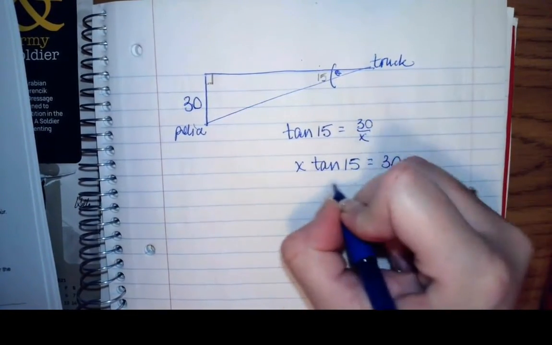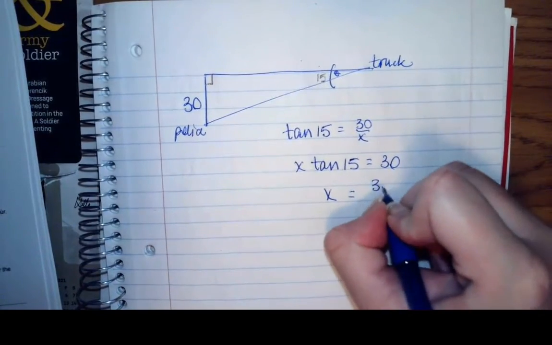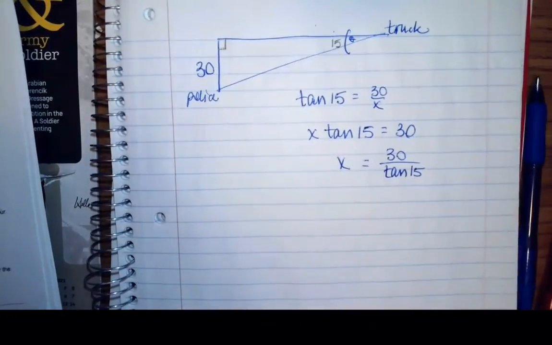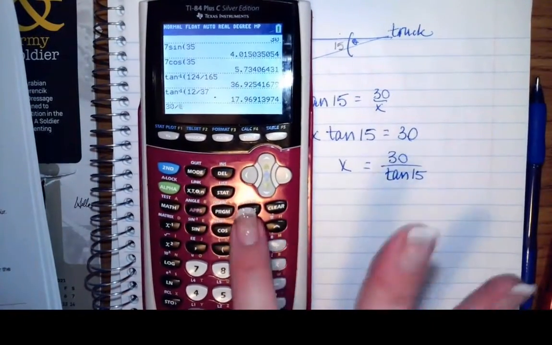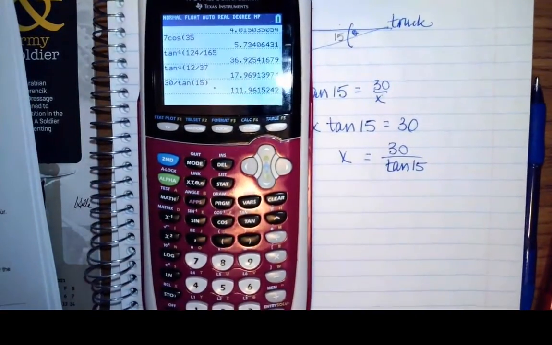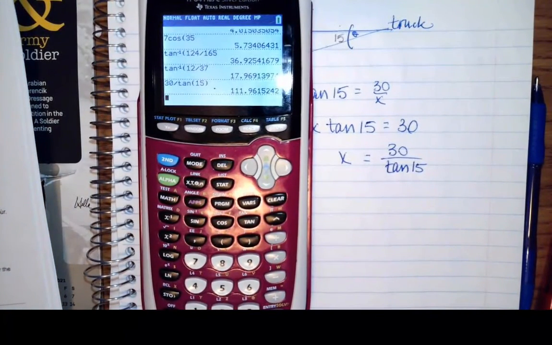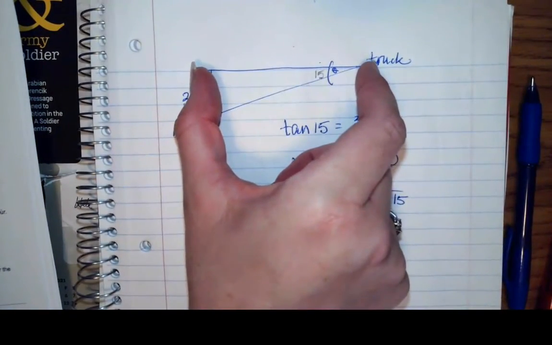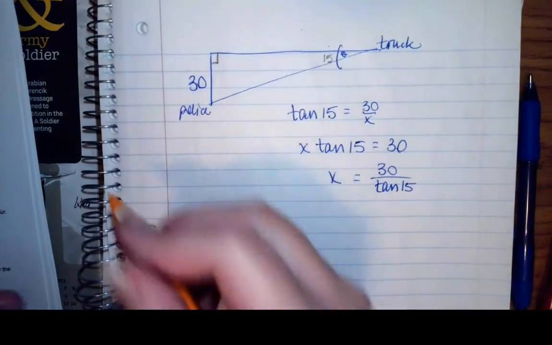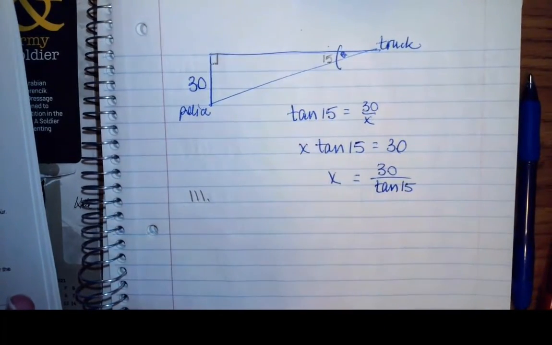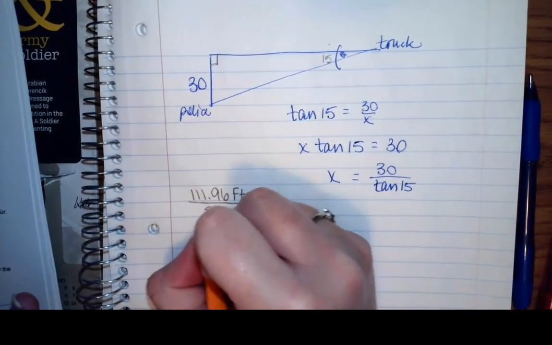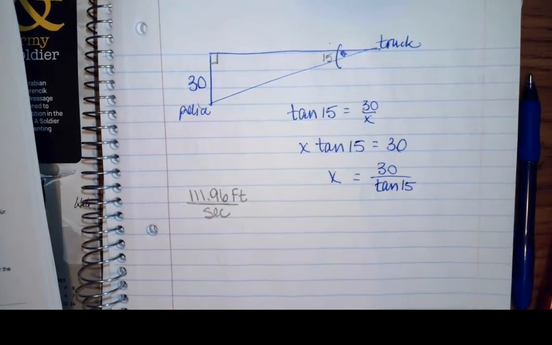So that gives me 30, and then I'm going to divide both sides by tangent 15, which remember is the same thing as multiplying by cotangent. Okay, so I've got 30 divided by the tangent of 15 means I've got 112, rounding to 2 decimal places. All right, so he is going 111.96. Remember, this is how far he travels in 1 second, and I'm measuring in feet. So this is going to be 111.96 feet per second.